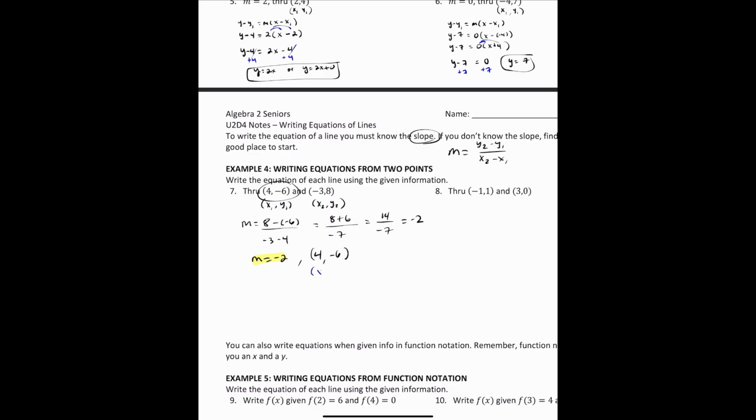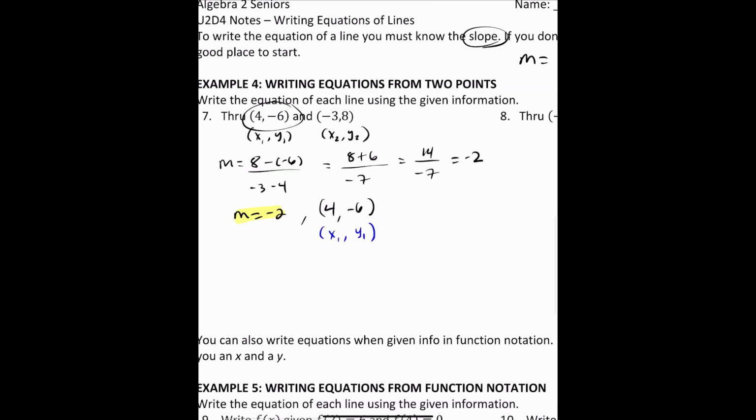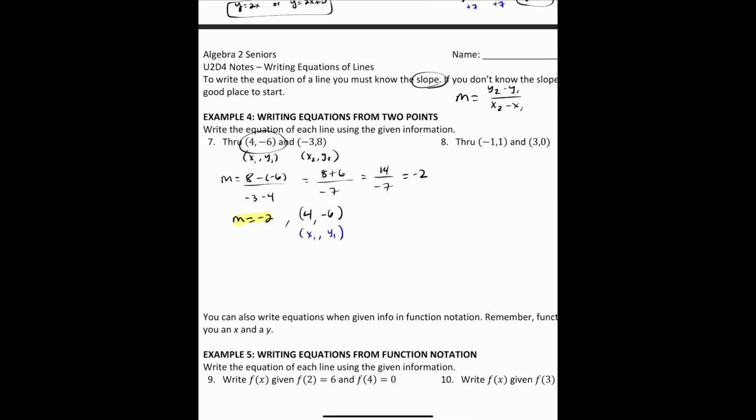Now remember, 4 is going to be my first x, and negative 6 is going to be my first y. So using my point-slope form formula, it's y minus y1 equals m times the quantity of x minus x1. Okay, so I'm going to replace the y1, m, and x1. So I have y minus, my y1 is negative 6, equals my m, which is negative 2, times x minus 4.